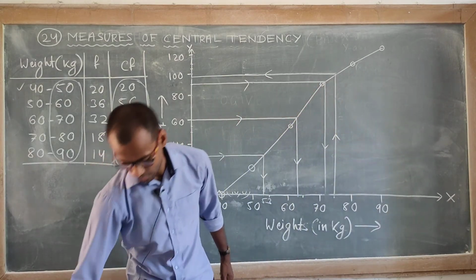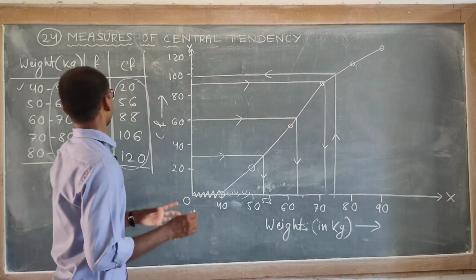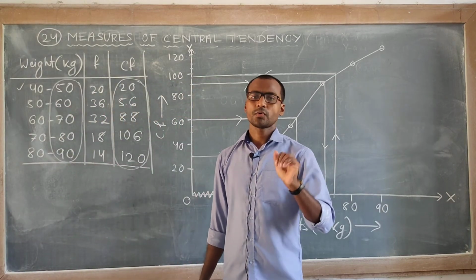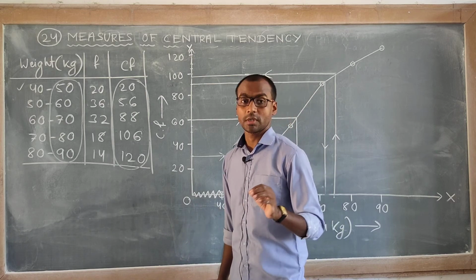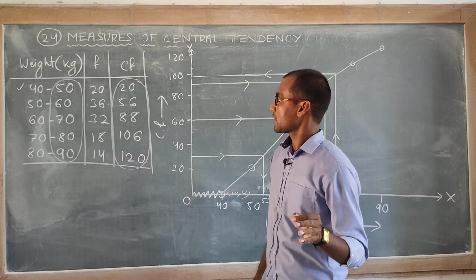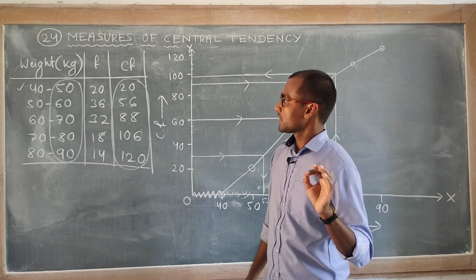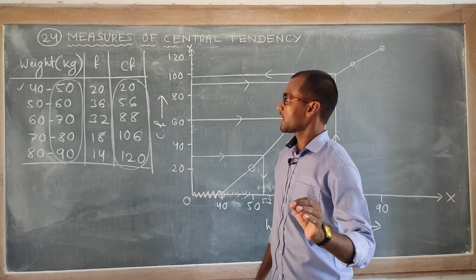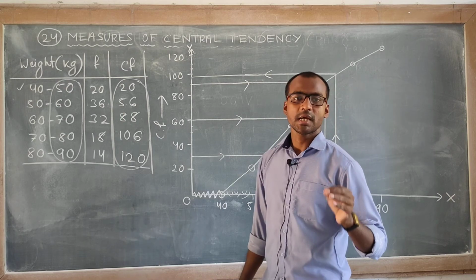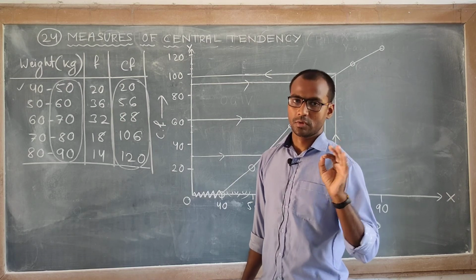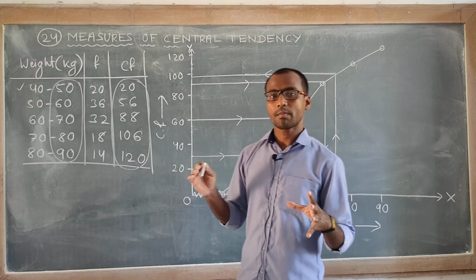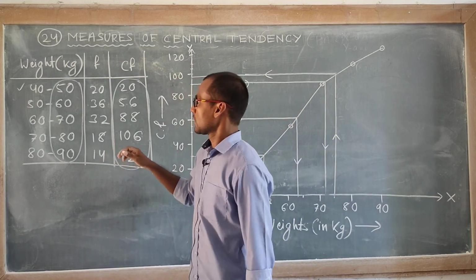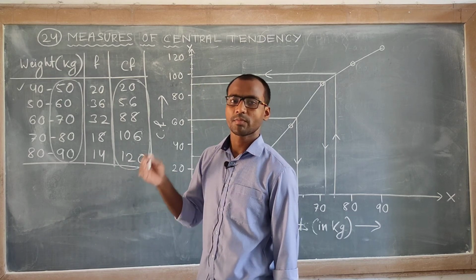Now suppose one more question. Find the number of students in the class who are underweight. Now suppose the children who are below 48 kg are considered to be underweight. Now again we will need graph paper for this. Suppose the question would be, what is the number of students who are below 50 kg?